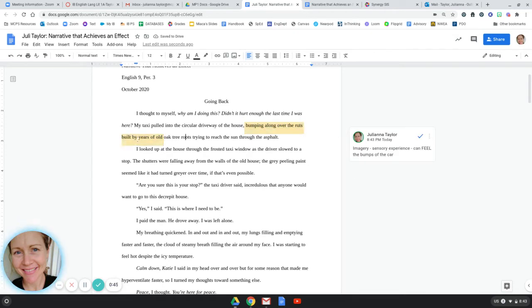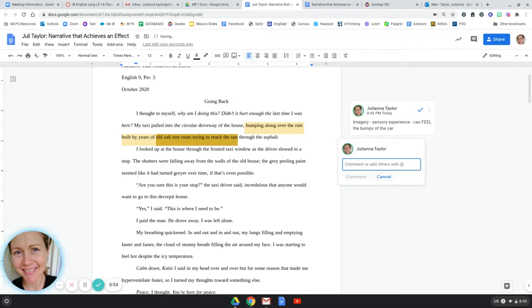I also have built by years of old oak tree roots trying to reach the sun through the asphalt. Trying to reach the sun, reaching out for something is something that a human would do. So I would think of this as personification, giving human qualities to the roots reaching for the sun. So right there, I've got two literary devices in my first paragraph.